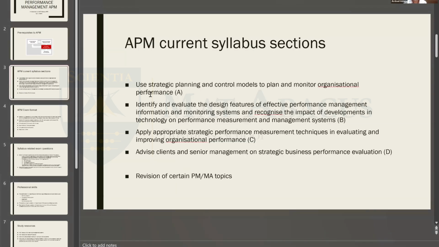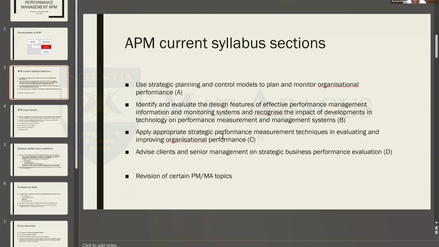To explain to you, you see there, APM current syllabus sections, the first section A is strategic planning and control. How to use strategic planning and control models to plan and monitor organizational performance. That's section A of the syllabus. Then you go on to identify and evaluate design features of effective performance management information and monitoring. This is mostly about information systems. How to use information systems. Part of it you studied in PM also. And part of it we review here and we add to it.